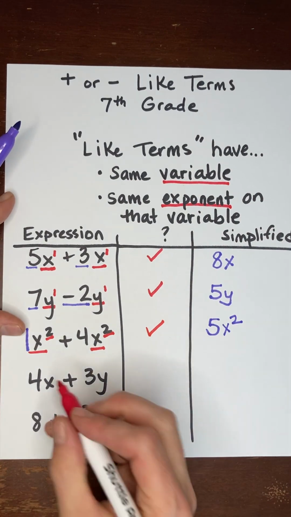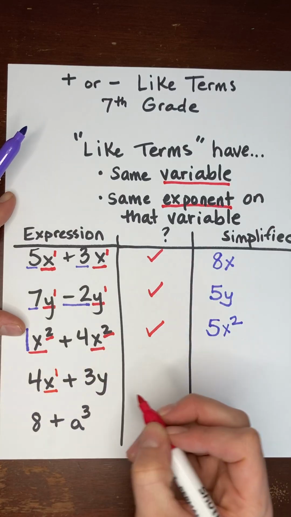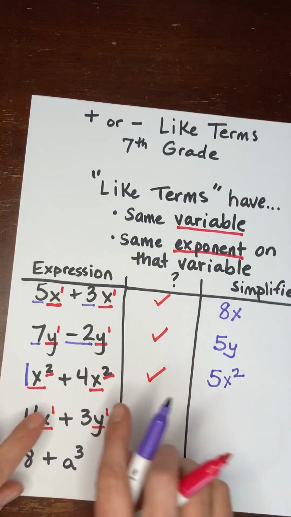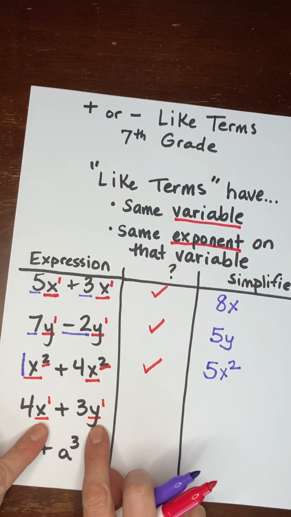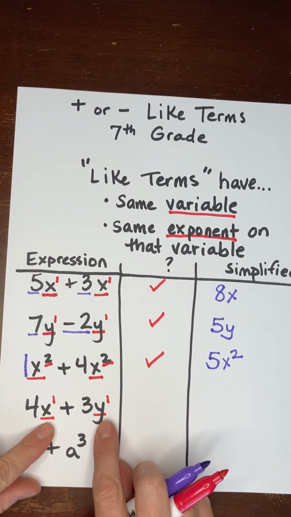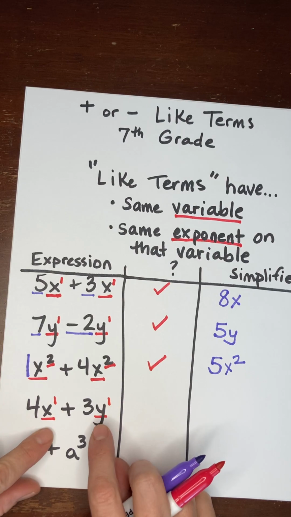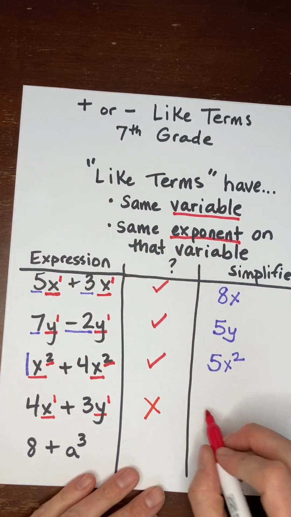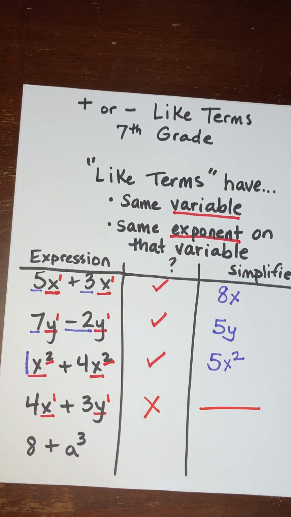Okay, next one. We have an x to the 1 power, but this one is a y to the 1 power. Okay, they have to be the same variable. These are not the same variable. So it doesn't matter that they both have the same exponent. They're not the same variable, so they are not like terms. That means they cannot be simplified.